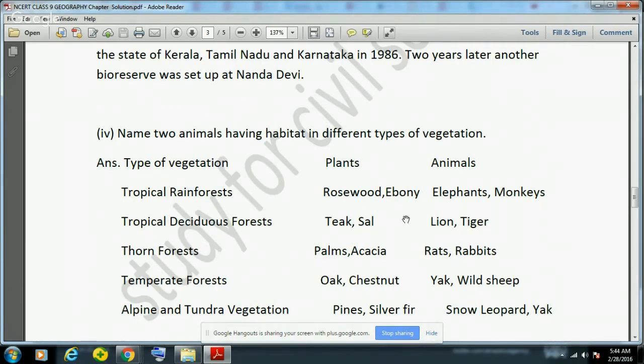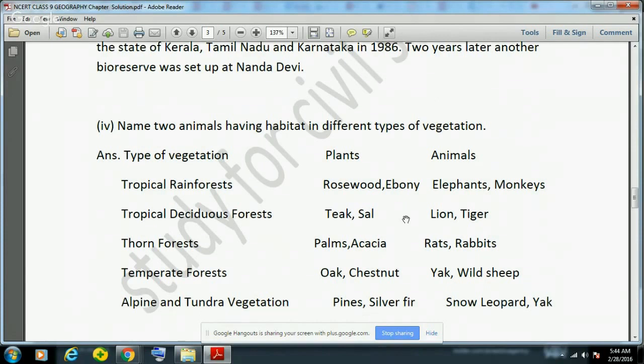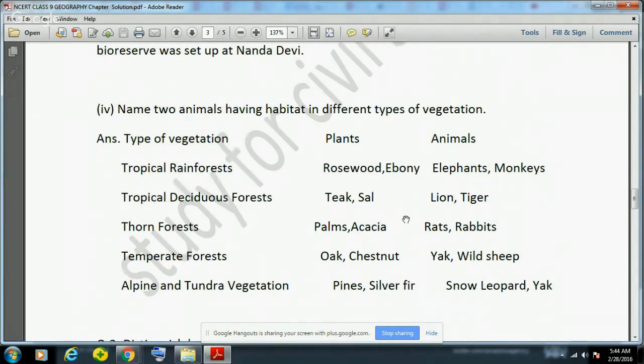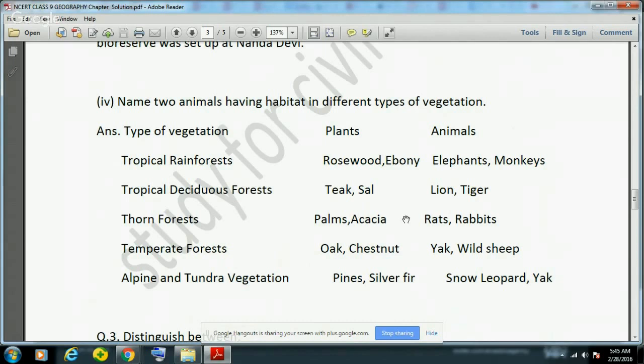So plants found are rosewood and ebony, and animals found are elephant and monkey. Then tropical deciduous, which is found in most parts of India. Plants are teak and sal. Animals are lion and tiger. Then third is the thorn forest. Plants are palms and acacia. Animals are rats and rabbits.